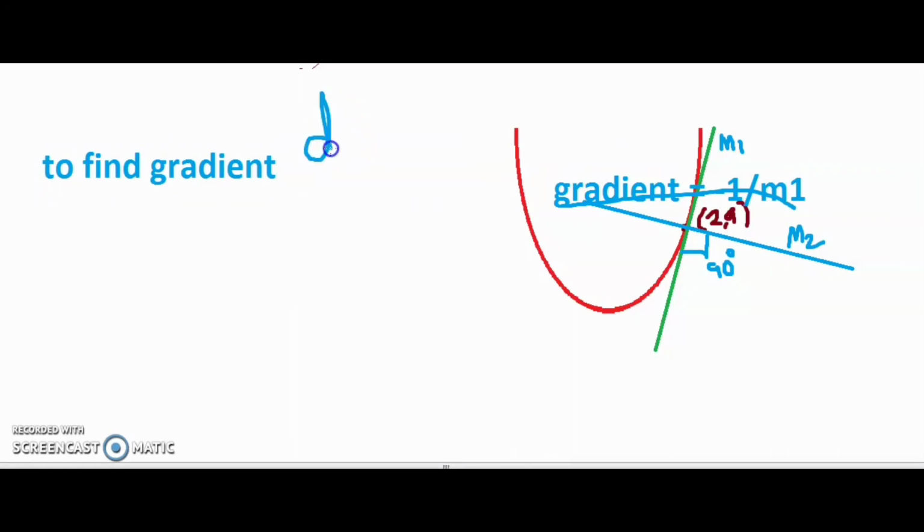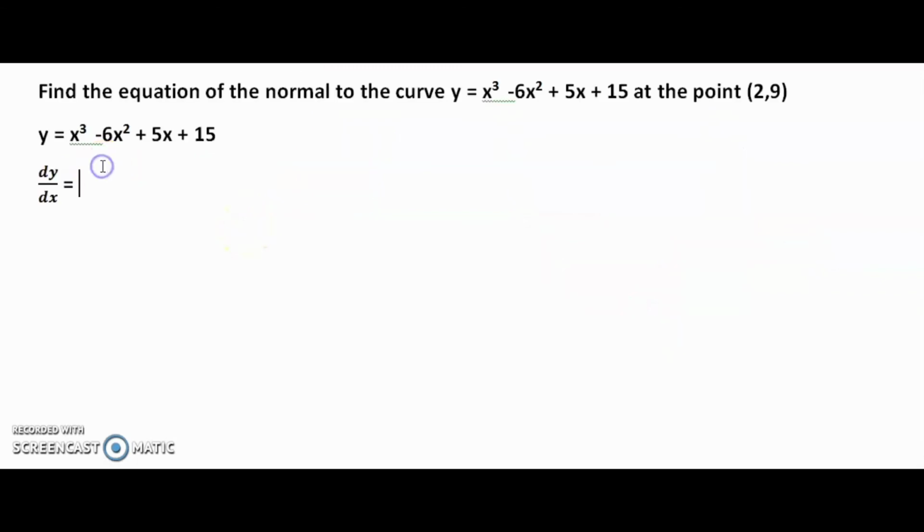Now to find the gradient of the tangent or normal, we need to find dy by dx of the curve. That means we need to differentiate the curve. So let's find dy by dx. The derivative of x cube is 3x square, minus 6 into the derivative of x square, which is 2x, plus 5 into the derivative of x, which is 1, plus 0.